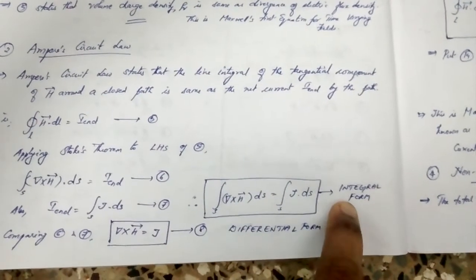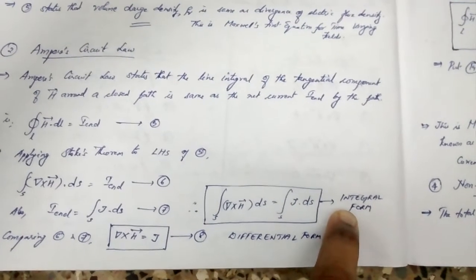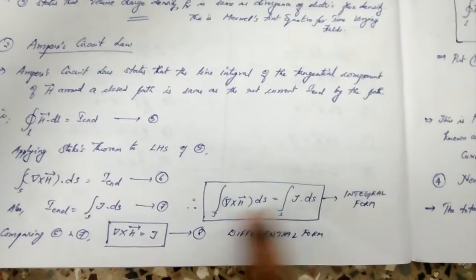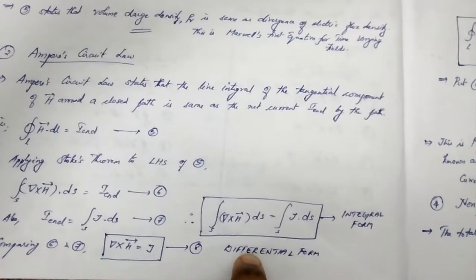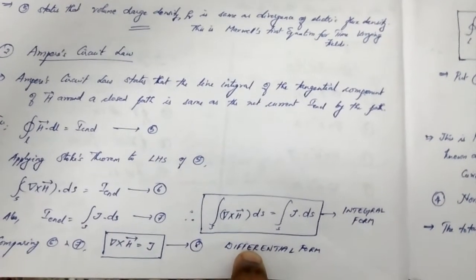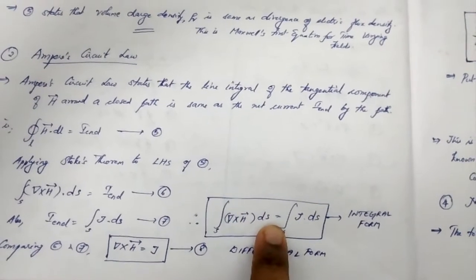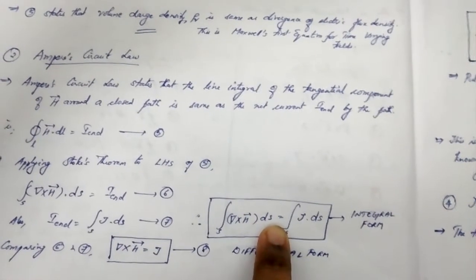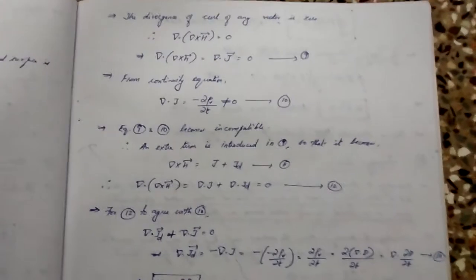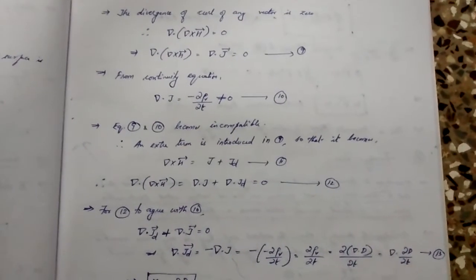This is known as the integral form of Maxwell's second equation. Comparing the coefficients, you get del cross H is equal to J, which is the differential form of Maxwell's second equation. This was applicable for static fields. Over to time varying fields, we have slight modifications to be made.